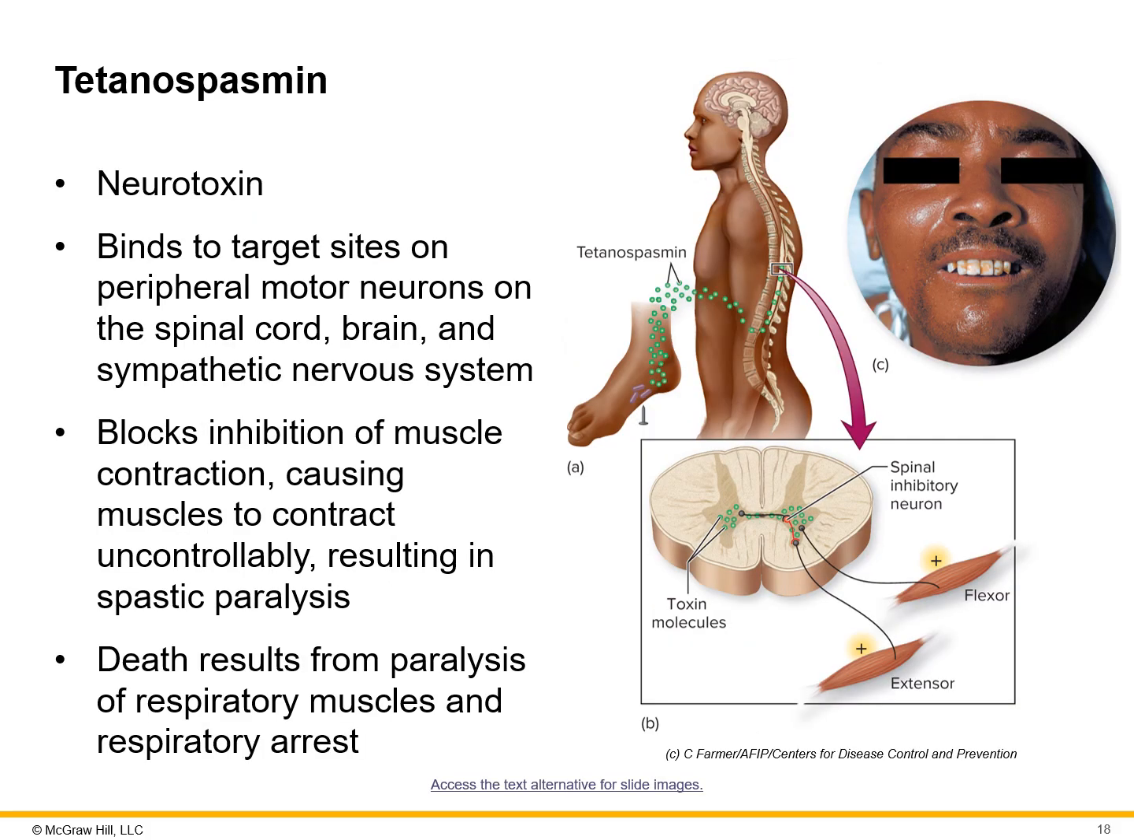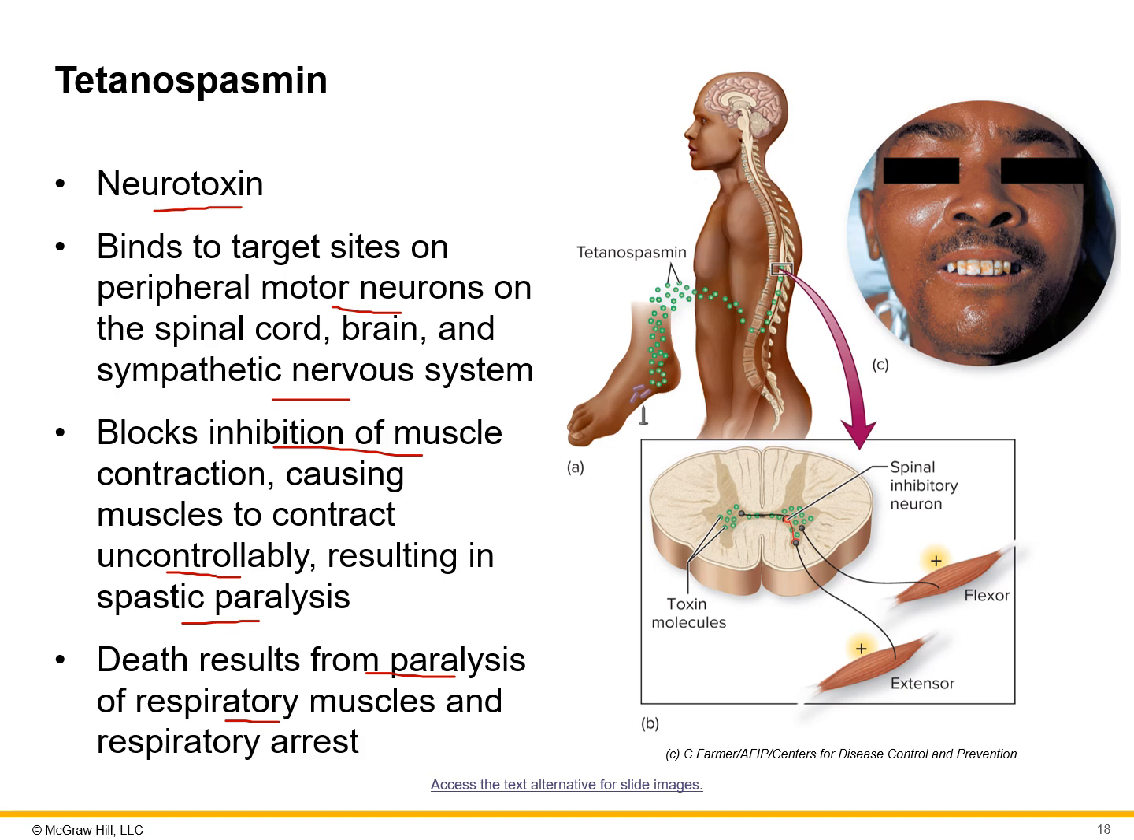Now, this Clostridium tetani can produce a neurotoxin, and it binds to motor neurons in the brain, in the sympathetic nervous system, which is our fight or flight response. And what it does is it inhibits muscle contraction. So it causes them to contract uncontrollably and leads to kind of spastic paralysis. So death results from the paralysis of the respiratory system, so not being able to breathe.